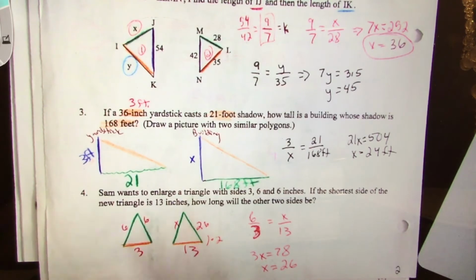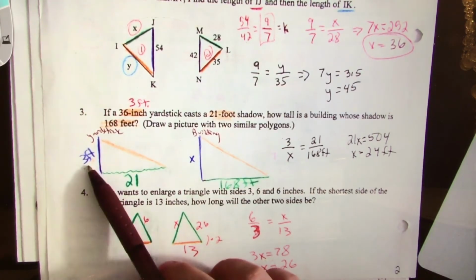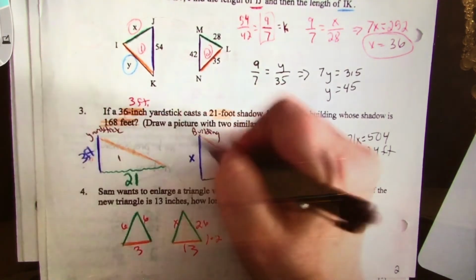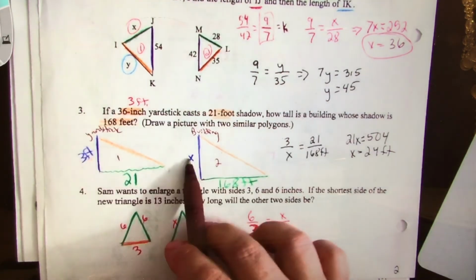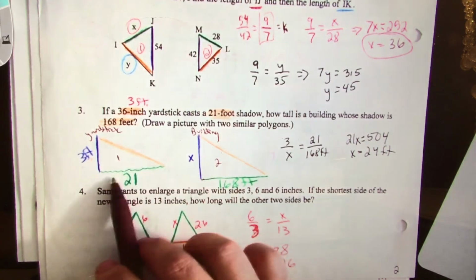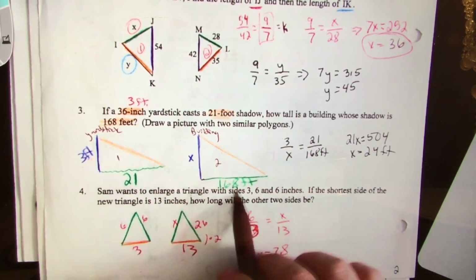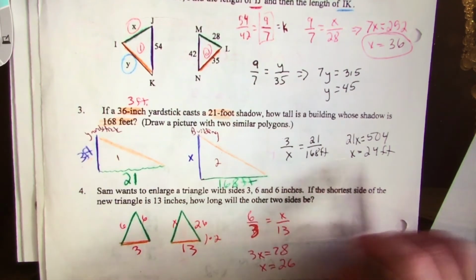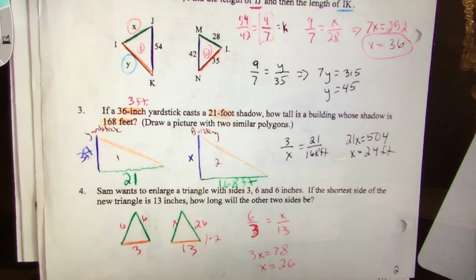So I can use the proportions. 3 is to X. I labeled this as 1 and this is 2. So 3 feet is to X. I start back at the original triangle as 21 feet is to 168 feet. And you solve that, cross multiply, you get 24 feet. Again, remember, you can pause this at any time to copy after I explain.